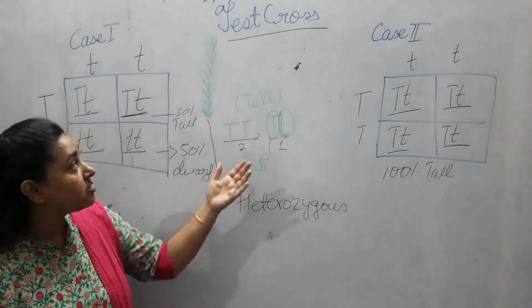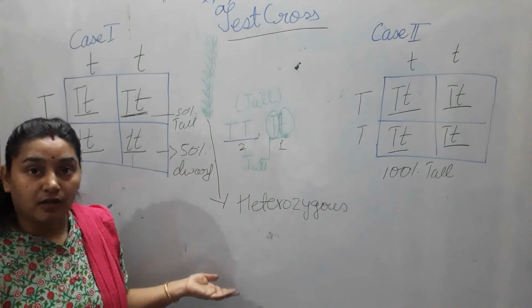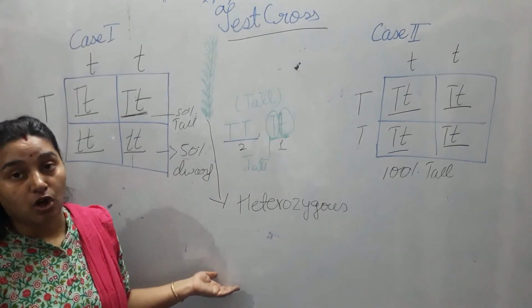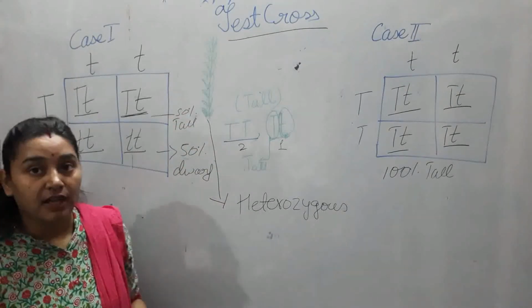Okay, so this is all about your third law of Mendel, that is your law of independent assortment, and the test cross.